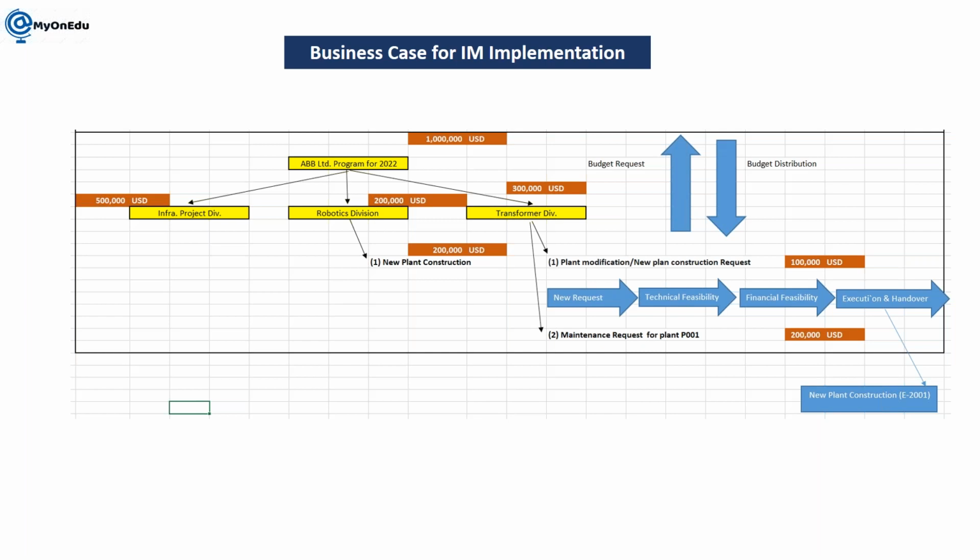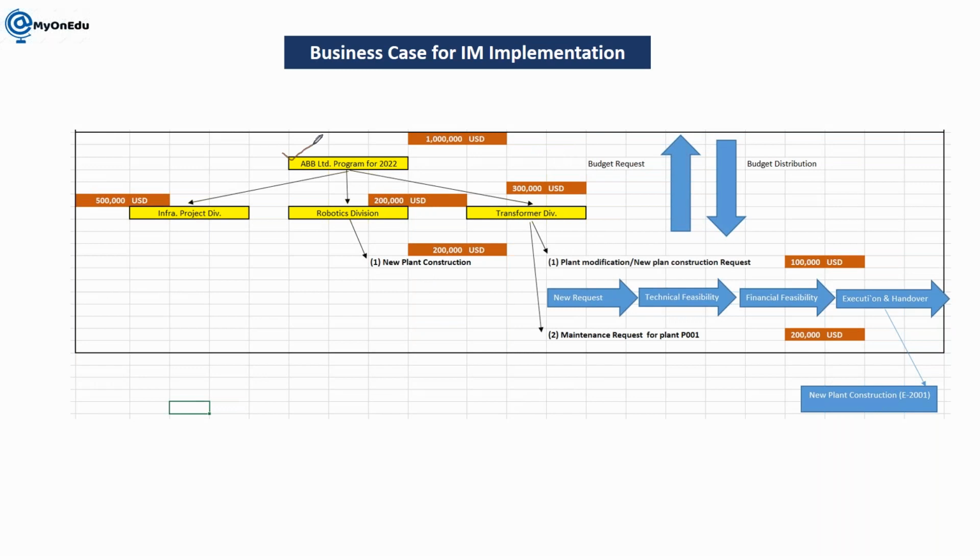Here, in investment management, let's say I'm taking the example of ABB Limited. This ABB Limited is a manufacturing company. They manufacture transformers, and they manufacture robots also. They have a separate division of robotics, and they have an infrastructure project division where they are executing government infrastructure projects. Let me explain all these different divisions, then we will understand how the proposals, ideas and initiatives will be taken care of here. So this is ABB Limited.